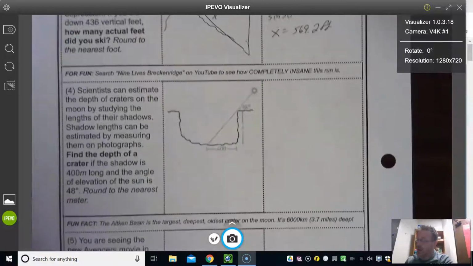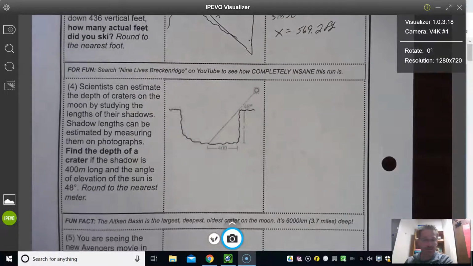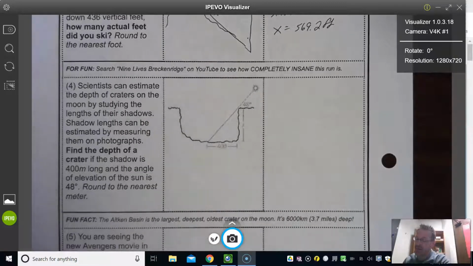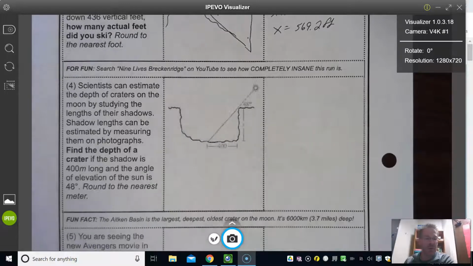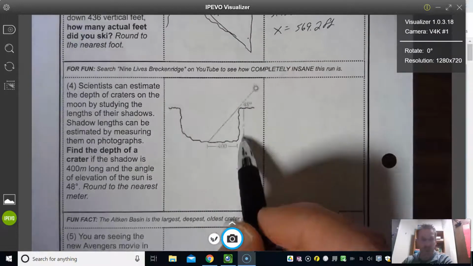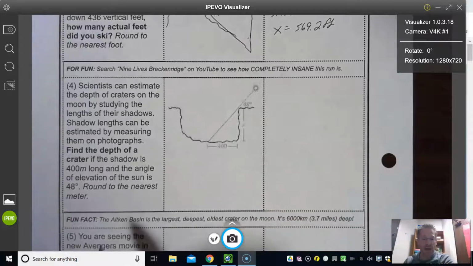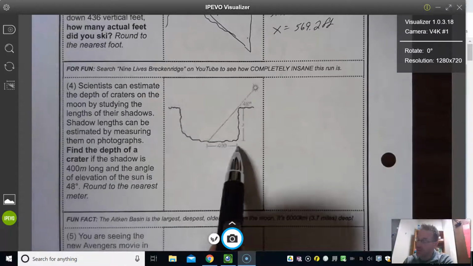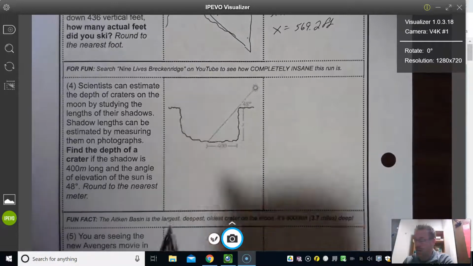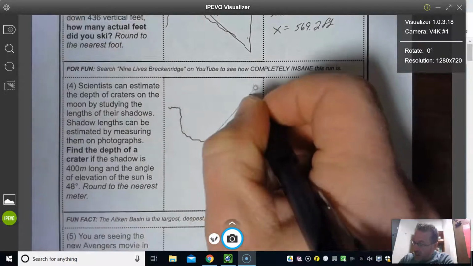All right, so let's do one more together. Let's look at this guy right here. Scientists can estimate the depth of craters on the moon by studying the length of their shadows. Shadow lengths can be estimated by measuring them from photographs. So we want to find the depth of the crater, and notice that's already marked with x for us right here. If the shadow is 400 meters long, and the angle of elevation of the sun is 48 degrees, we can see that that's right here. So there's our angle of elevation.